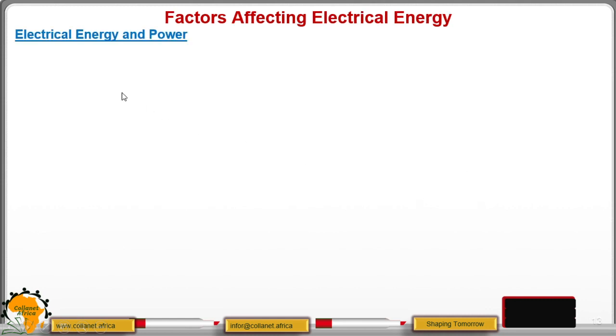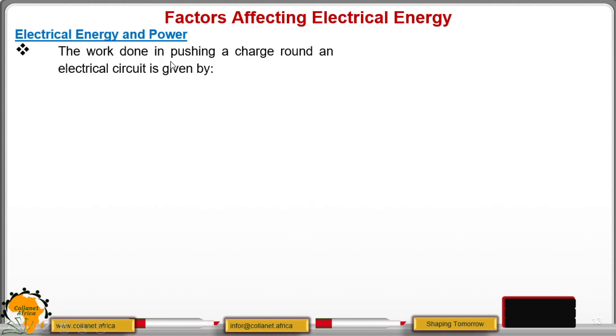Then from there, we have electric energy and power. Now, the work done in pushing a charge around an electric circuit is given by work is equal to voltage times current times time. That is the work done in pushing the charge across the resistance wire. But now we know that from here, we can say that work over T, that is, you divide through by T here, you're left with VI.